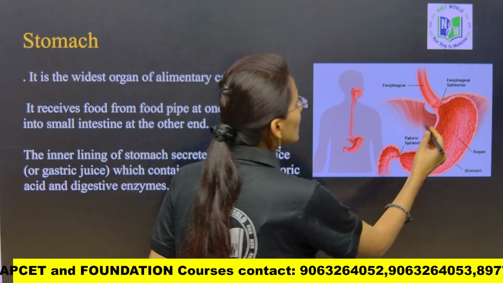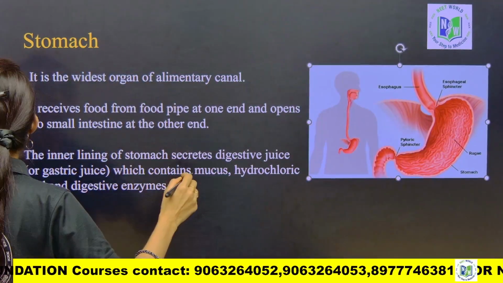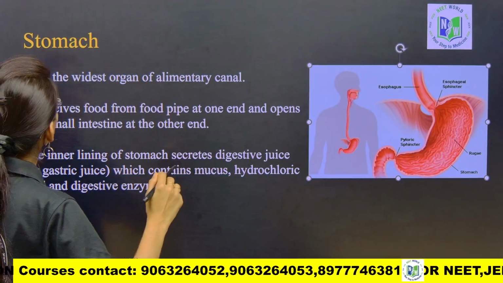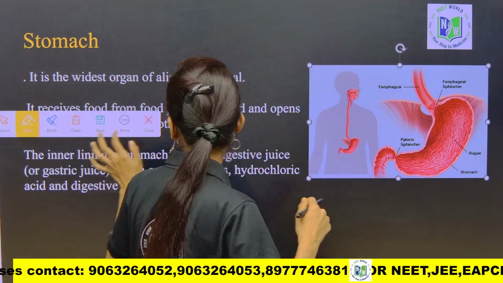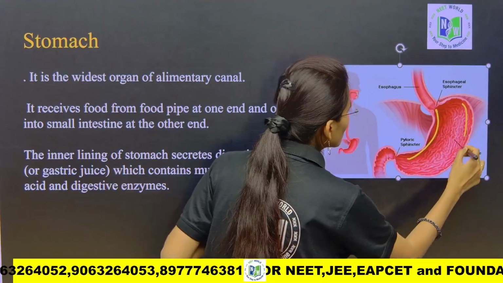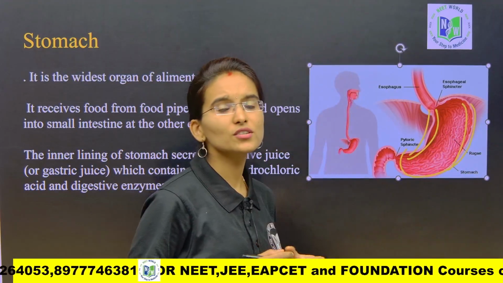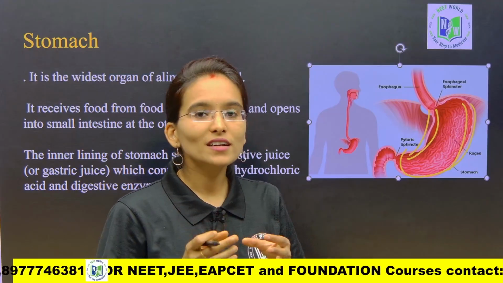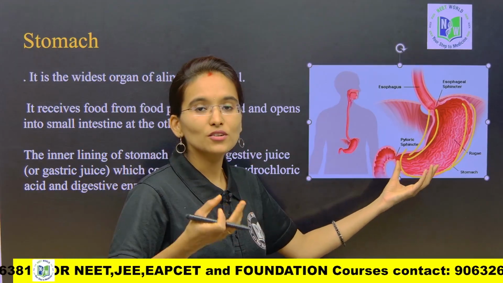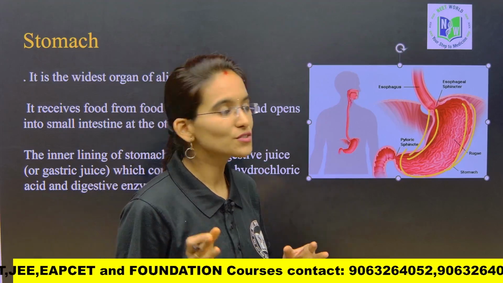Now the linings of the stomach, what are they going to do? They are going to secrete the mucus. So, these are the linings of the stomach which secrete the mucus. The main function of the mucus is to prevent the stomach from being damaged by the release of enzymes and the digestive juices, right.